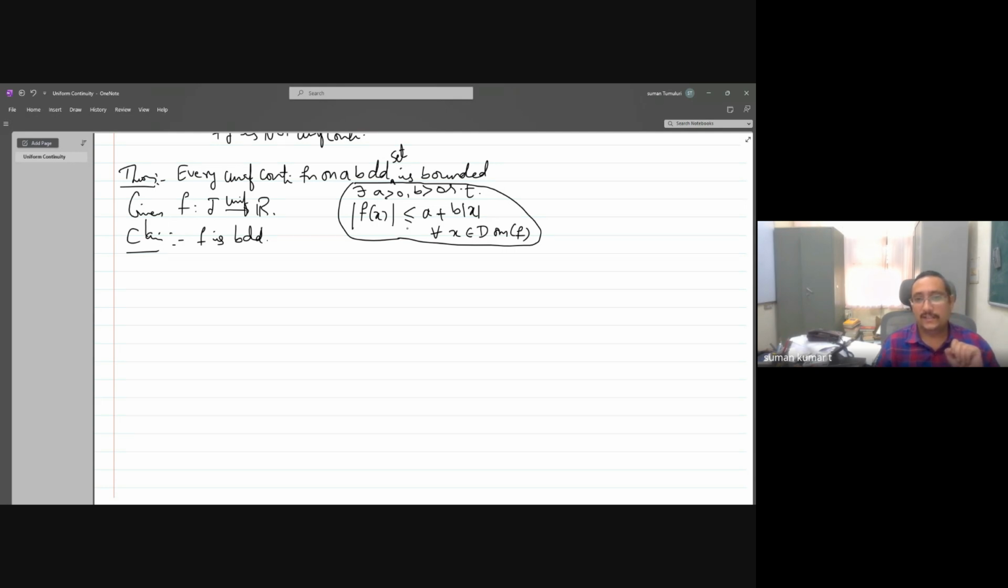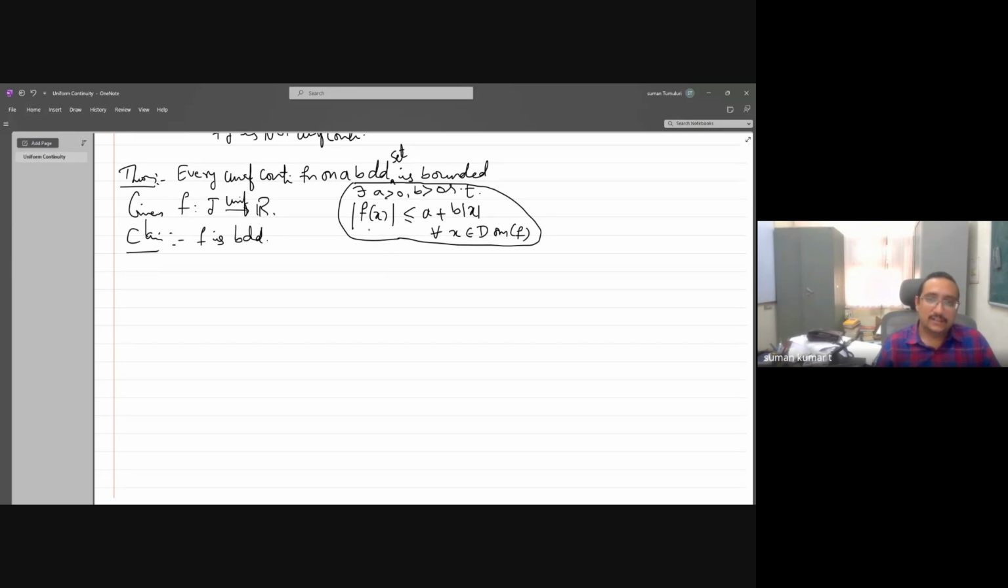Why is it a corollary? If, on a bounded set, mod x is less than or equal to some number, let's say capital M, then modulus of f of x is less than or equal to a plus b into capital M. So therefore f is bounded. Okay, fine.